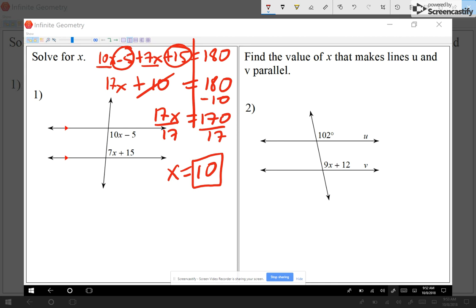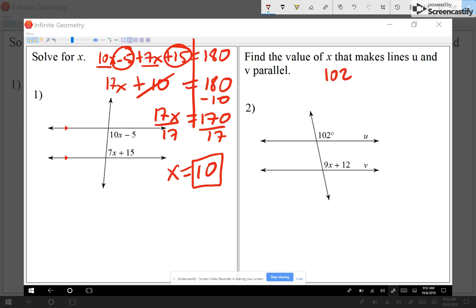Now, looking at question number 2, it says find the value of x that makes the lines u and v parallel. Notice how I called one line u and the other one v, and I'm saying I want them to be parallel, so which x will make them parallel? So I'm looking at corresponding. Those look like corresponding angles. And I know for corresponding, they equal each other.